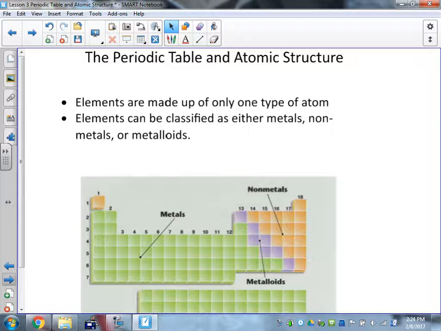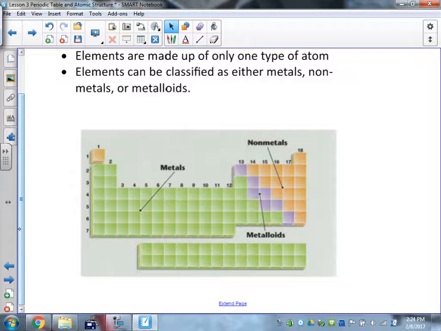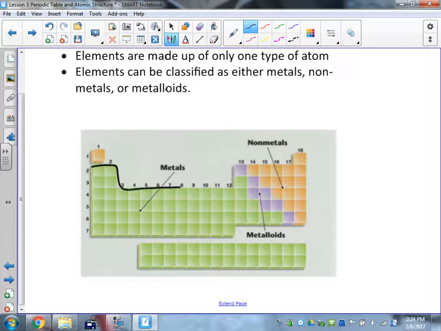Elements are made up of only one type of atom, okay? Elements can be classified as metals, non-metals, or metalloids. And in your notes, guys, you'll have a picture of this, of course. Basically how it works is this part here, and up here like this. And you're going to see this staircase here. Actually, I think it goes down like that. And you can see it over there as well, the staircase. To the left of that is the metals, to the right is the non-metals.